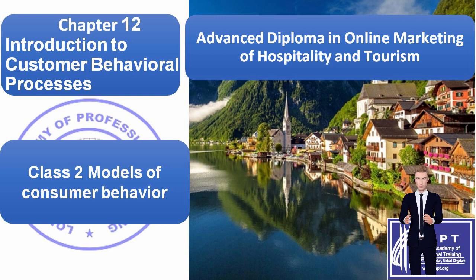Howard-Sheth's model. This model suggests three levels of decision-making. The first level describes extensive problem solving. At this level, the consumer does not have any basic information or knowledge about the brand, and he does not have any preferences for any product. In this situation, the consumer will seek information about all the different brands in the market before purchasing.